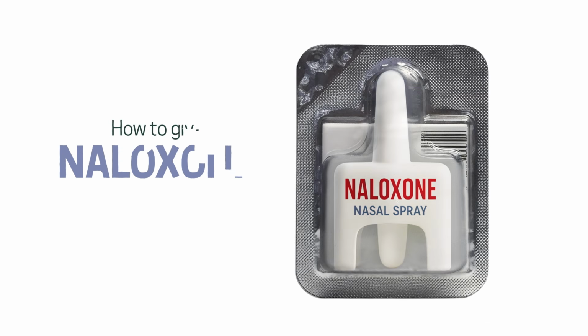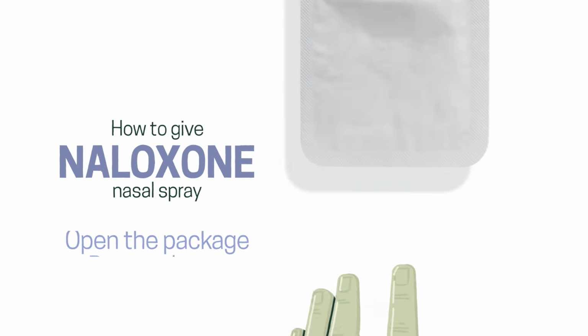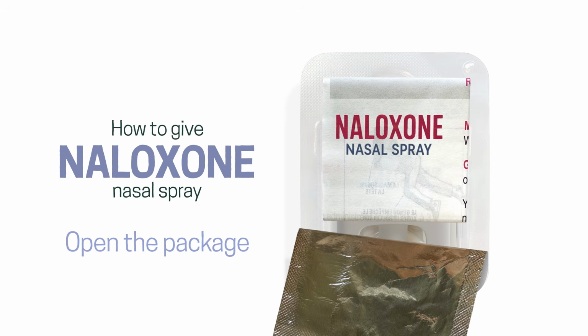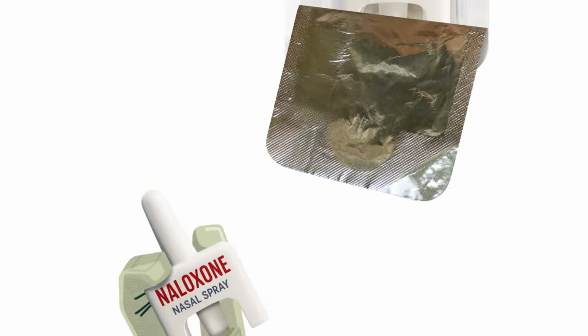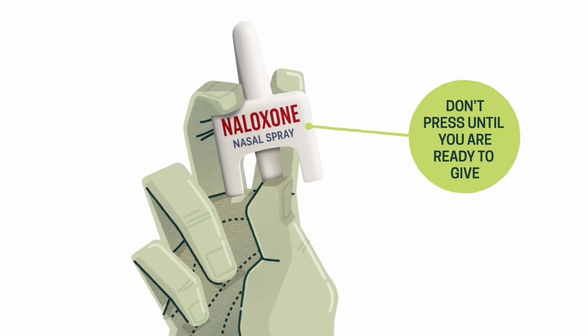How to give naloxone nasal spray. A naloxone nasal spray appears. Put on gloves. Open the package. A gloved hand appears alongside the nasal spray. The package opens. And put your thumb on the plunger, but don't press yet. It's only one dose. A gloved hand holds the nasal naloxone dose.